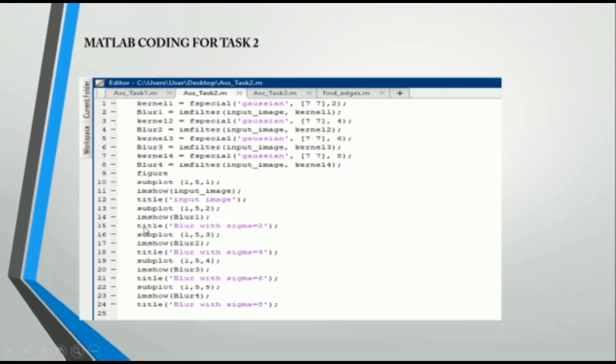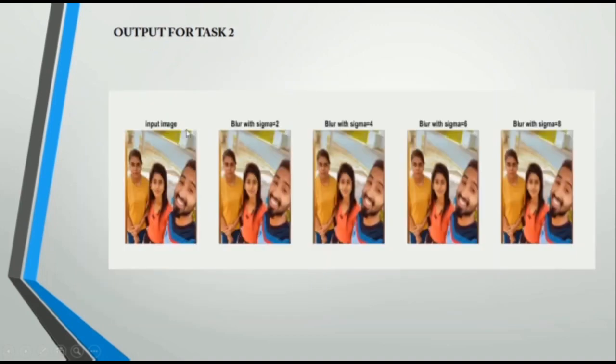Then we have used the title "blur with sigma 2" for the second image, and for the third image we have used the title "blur with sigma 4". For the fourth image we have used the title "blur with sigma 6", and then the fifth image, which is the last image for this task 2, we are using "blur with sigma 8". And this is the output for our task 2.